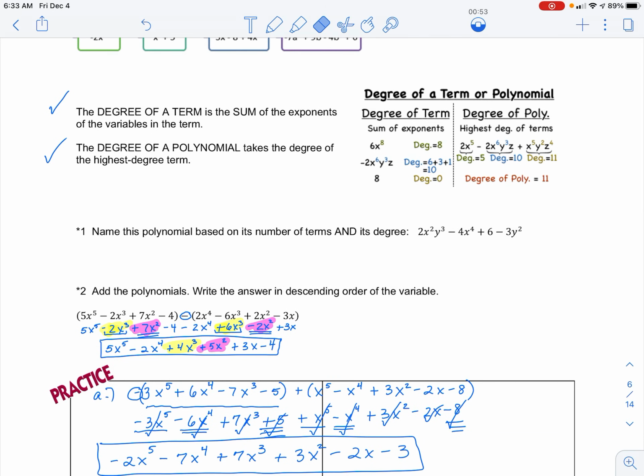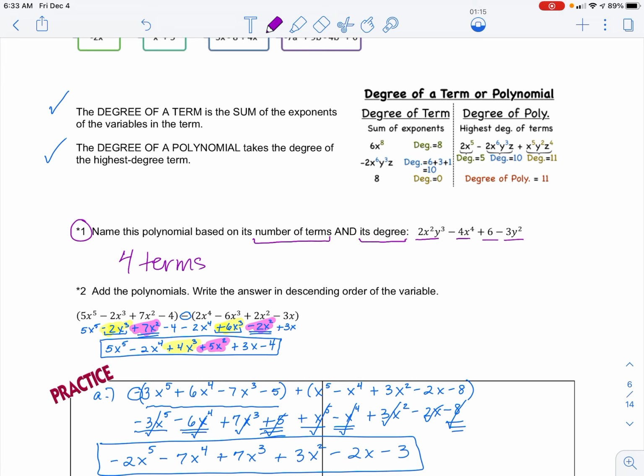Look down here at number 1. This should be in your packet already done. But number 1, we had to name this polynomial based on its number of terms. So we're going to look at the terms, how many there are. I see 1, 2, 3, 4 terms. So here's a polynomial that has 4 terms and its degree.